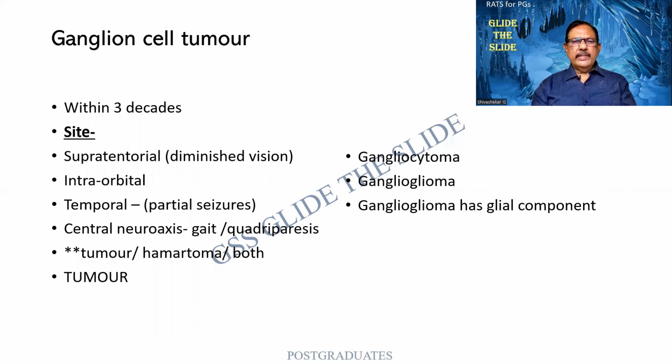Some schools of thought say it is a clear tumor. Some say it is a hamartoma. Whereas a third front says it is probably both. Hamartoma is nothing but an abnormal proliferation of the normal tissue. Ultimately, authors like Ackerman mention it to be a tumor. There can be 3 components of it: gangliocytoma, ganglioglioma, and the ganglioglioma that has got a glial component. Otherwise, it can simply be put as ganglion cell tumor.